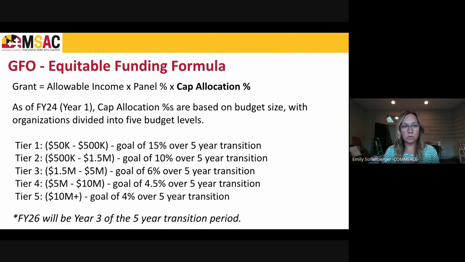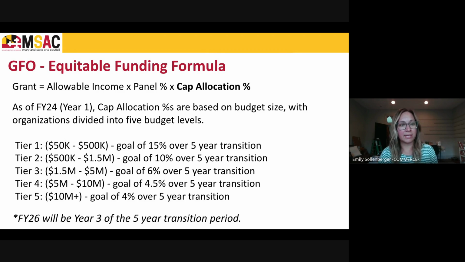So moving ahead into where we got to the 5 tiers. A couple of years ago, we went through a transition or an editing process to get to what we're calling our equitable funding formula. So that is really looking specifically at that cap allocation percentage and moving into a kind of transition period, if you will, to get to some larger goals. So we started to roll this out in FY24. So we are going into the 3rd year of this for FY26, where we're doing a slow rollout or a 5-year transition period to get close to some of these goals based on the tier.